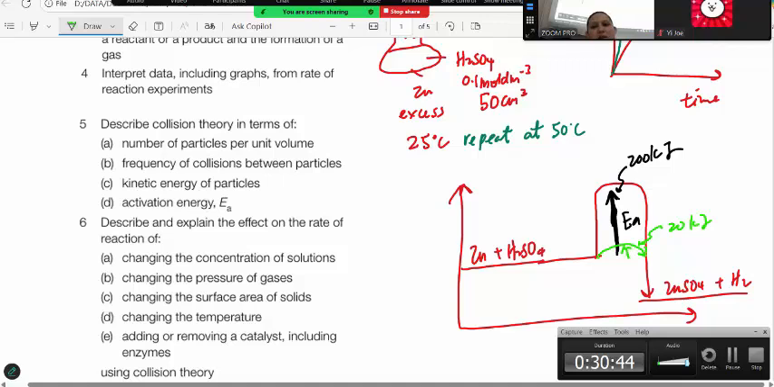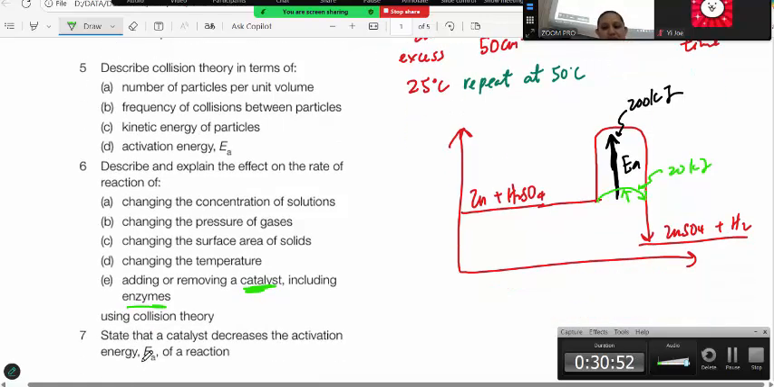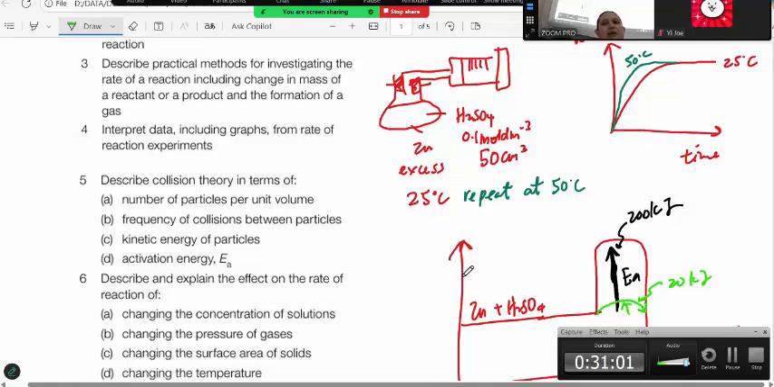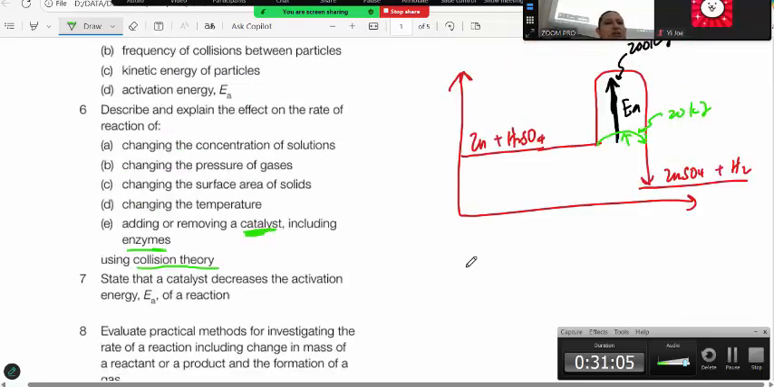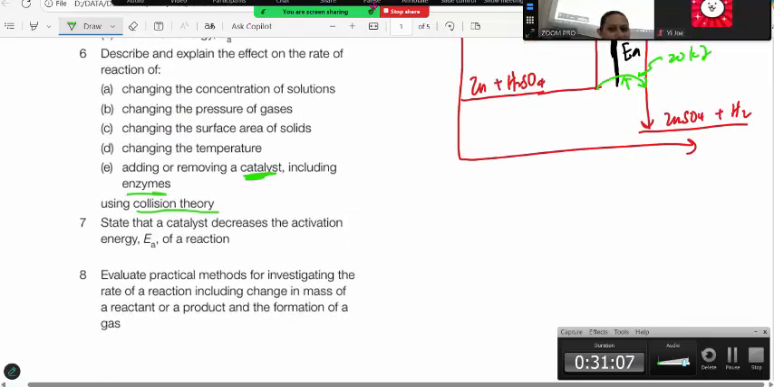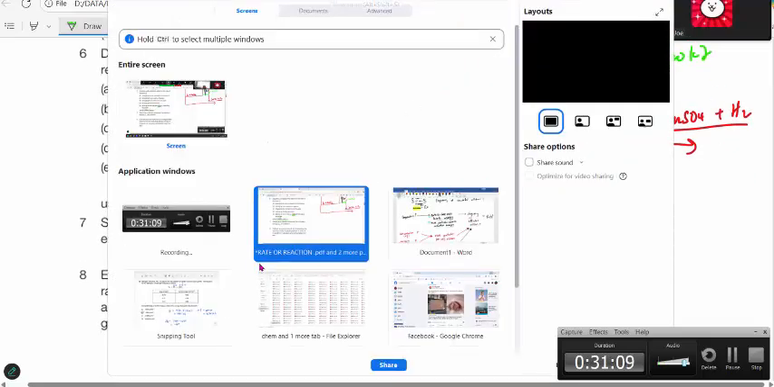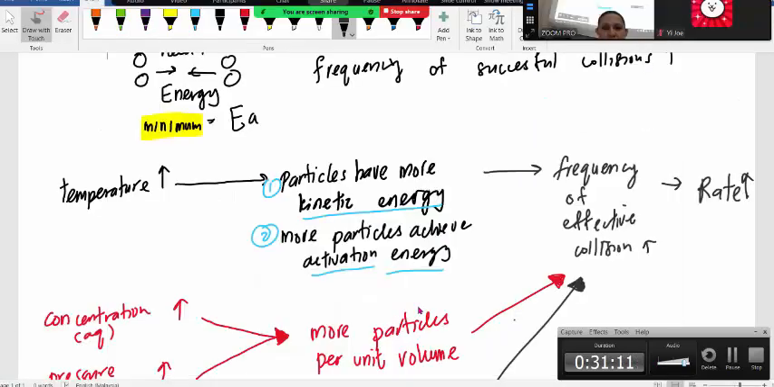When you add a catalyst, an enzyme is also a catalyst. Enzyme is a biocatalyst. Everything I'm teaching you now is called collision theory. After the question asks you, answer according to collision theory. Then you go, teacher, I don't know what's collision theory. You never taught me. This whole thing that I'm teaching you is collision theory.